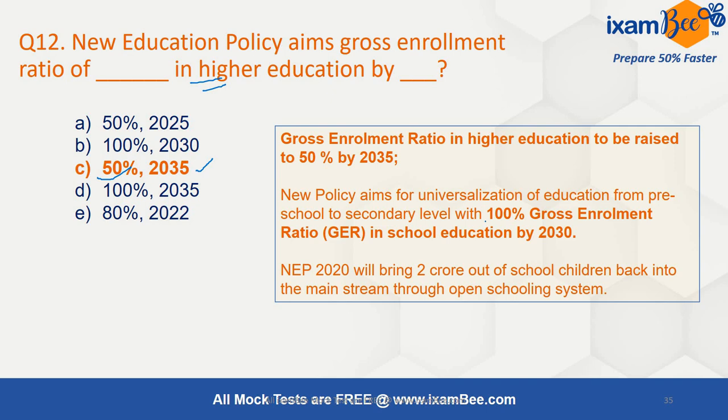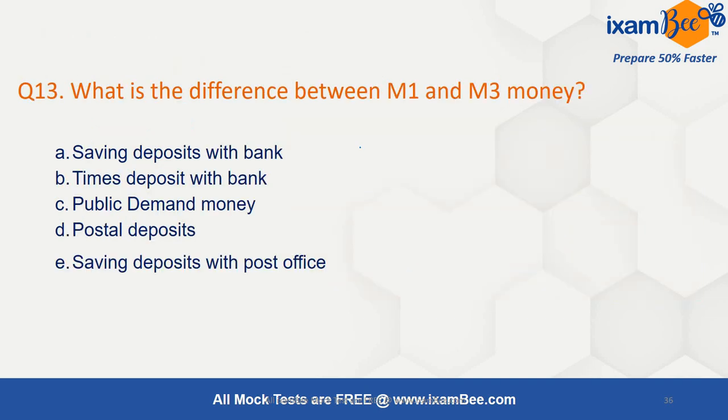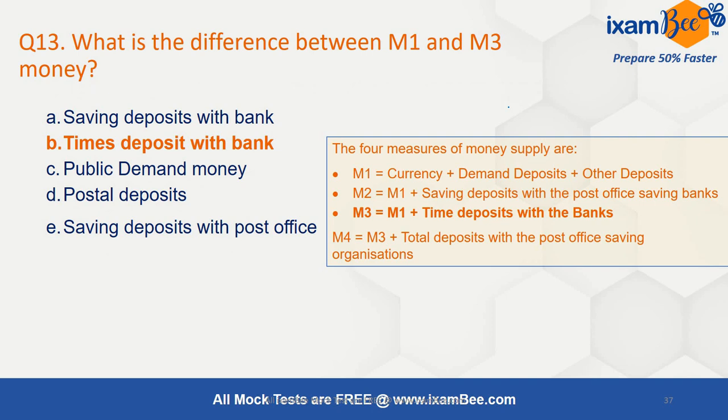Important ones are 100% gross enrollment in school education by 2030. See the difference in the year also. Here it is 2030. NEP will bring 2 crore students who are out of school back to the mainstream schooling. Separate targets, separate years. What is the difference between M1 and M3? Again, a static knowledge question, useful for both phase 1 and phase 2.